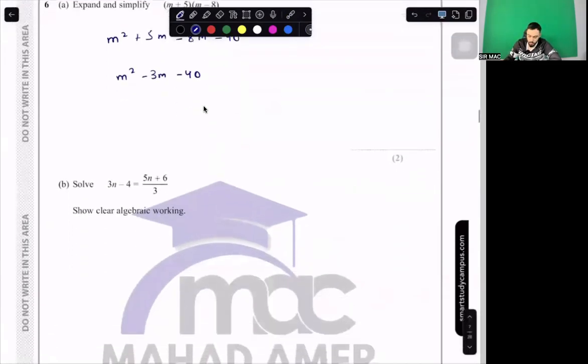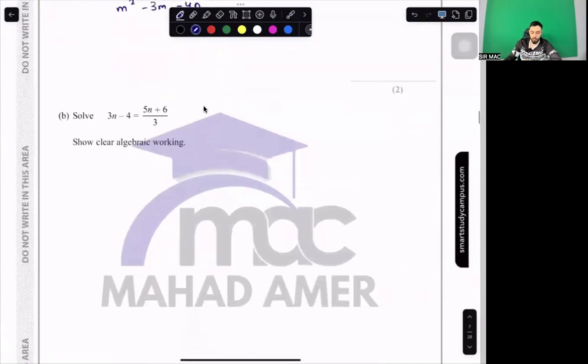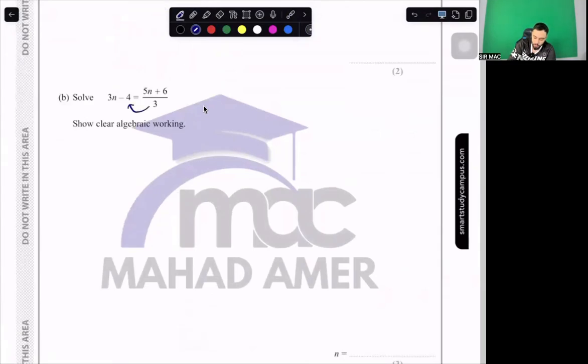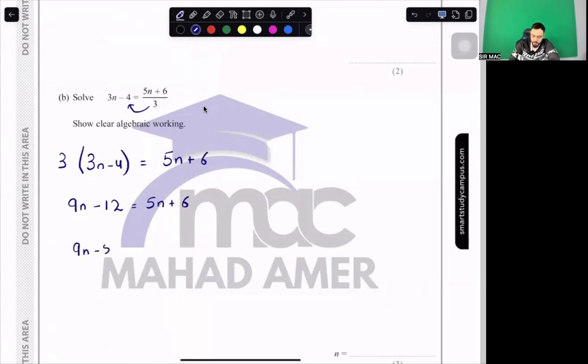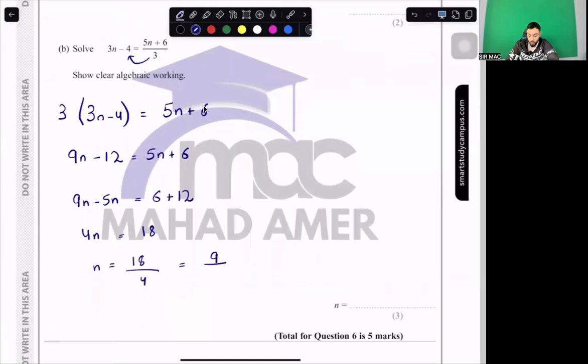And then there's this one. Okay, solve this one and show clear algebraic working. Whenever they ask you for clear algebraic working, first of all, this 3 is dividing over here, so it would be multiplied. So 3n minus 4, the whole thing multiplied by 3, is going to be equal to 5n plus 6. That's going to be 9n minus 12 equals 5n plus 6. So 9n minus 5n would be equal to 6 plus 12. That's going to be 4n equals 18, and n is going to be 18 over 4, which can be simplified and written as 9 over 2.